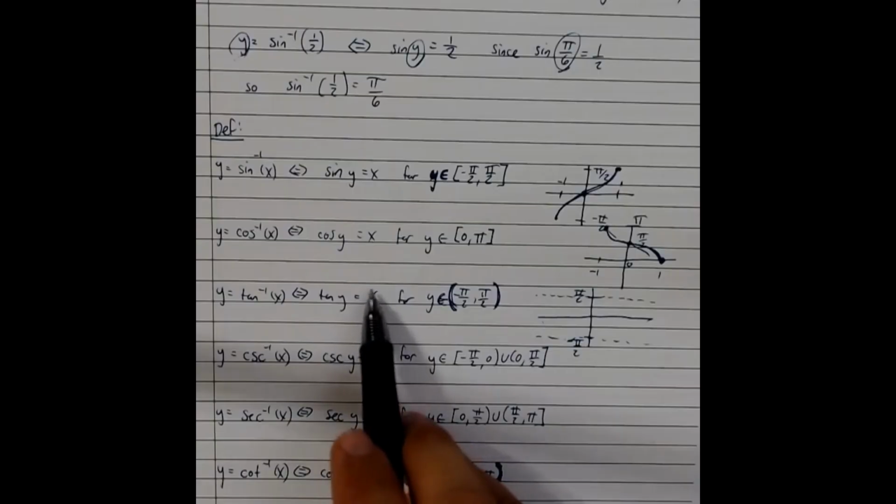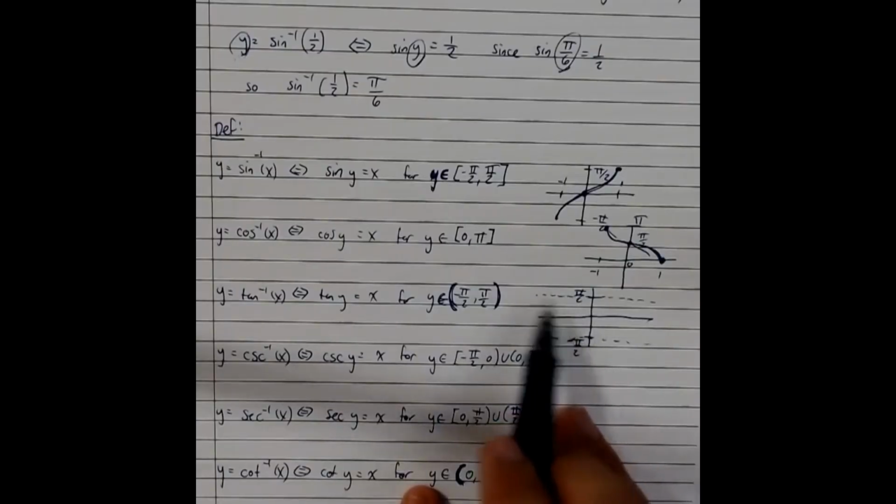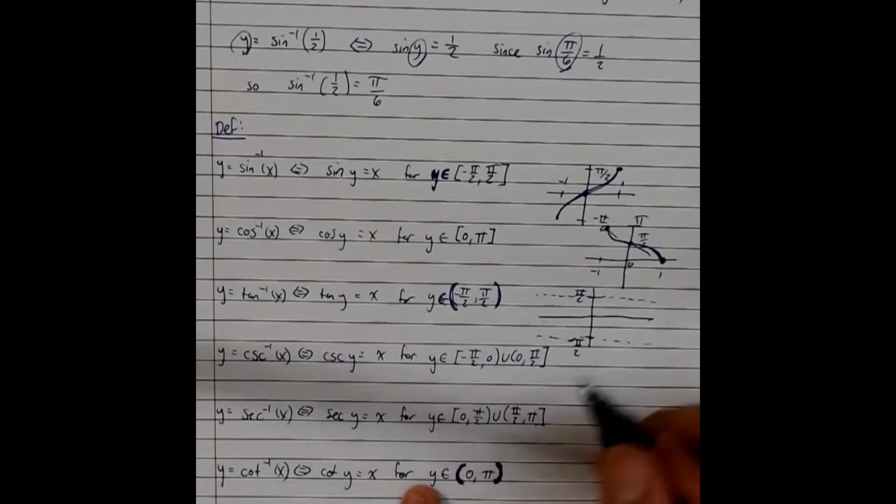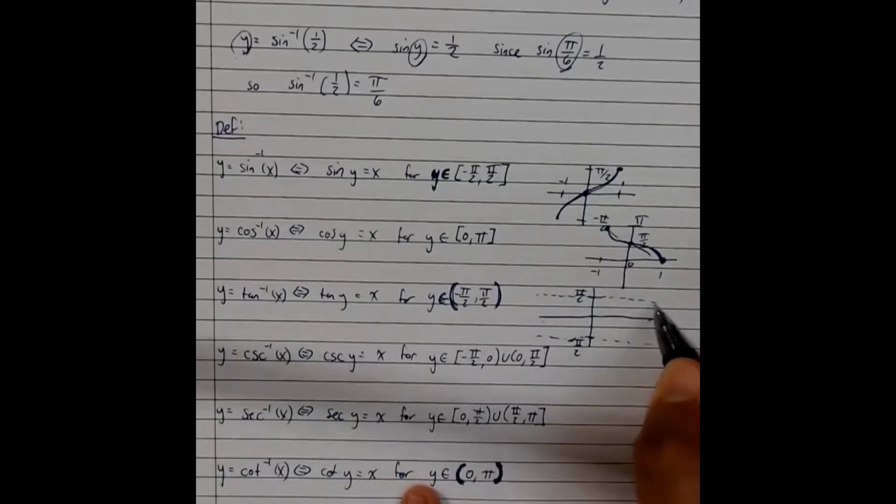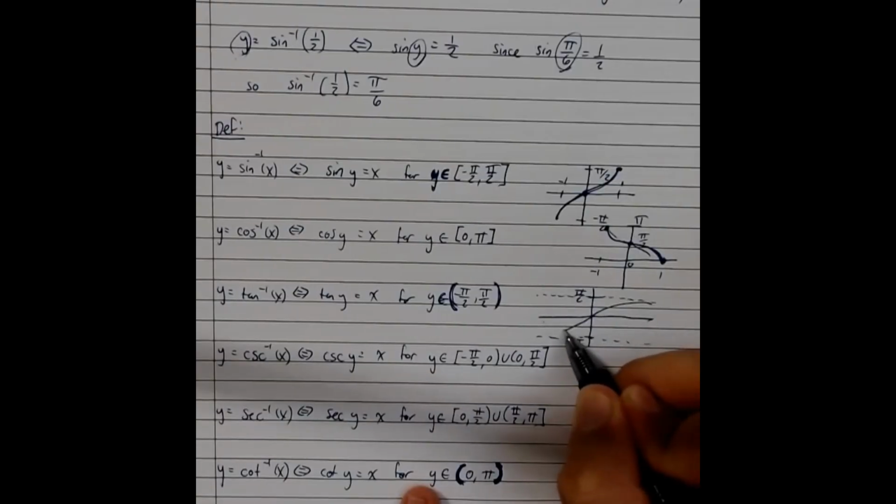Well, then that means that this x can be any number. So even though my y values are restricted between negative pi over 2 and positive pi over 2, my x values have no such restrictions. They go forever to the left and to the right, but again, you do have to follow your asymptotes. You can't pass through the asymptotes.